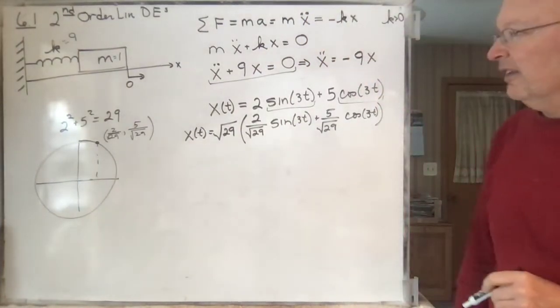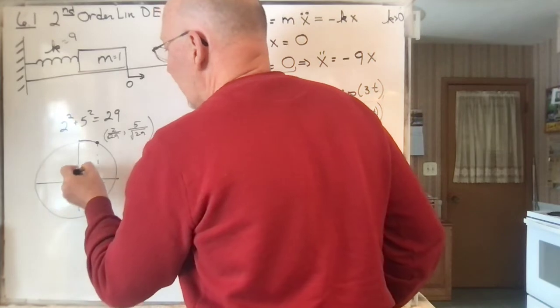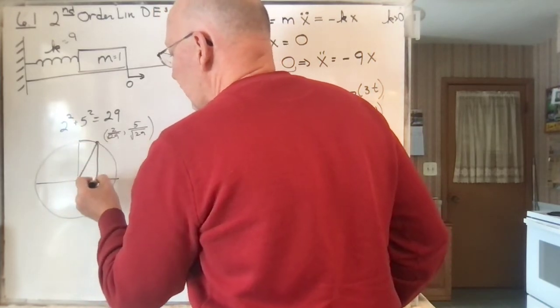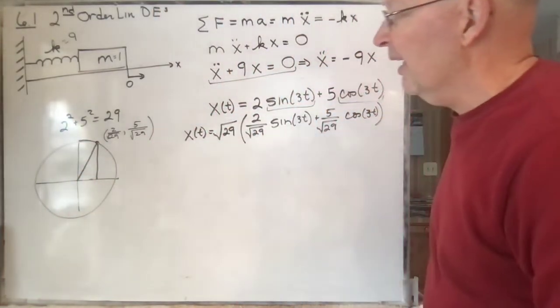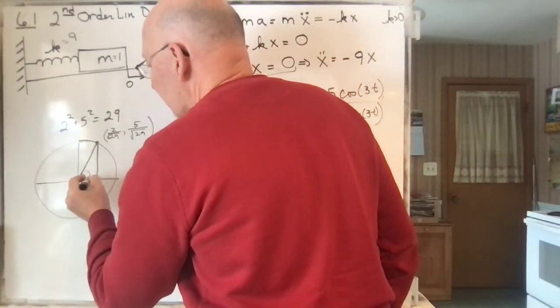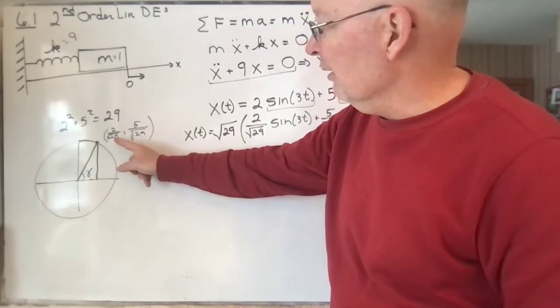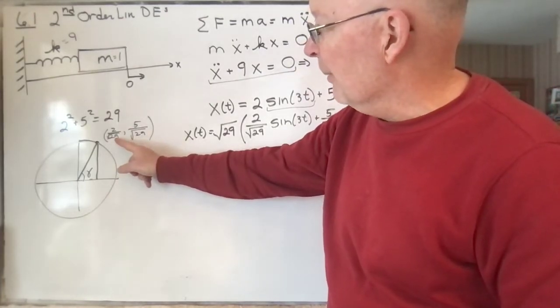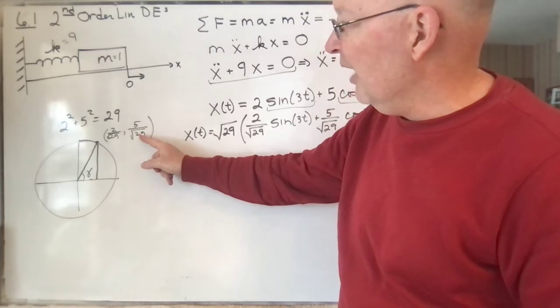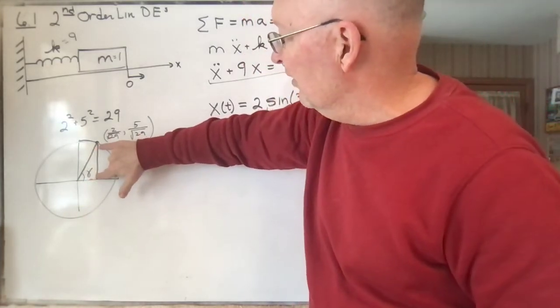Now, why is that anything I want? Well, because I happen to know my trig. And I know that if you're at a point like that on the unit circle, then there's some angle right here, let me call it gamma, such that this thing right here is the cosine of gamma, and this thing right here is the sine of gamma, right? The cosine is this, and the sine is this.